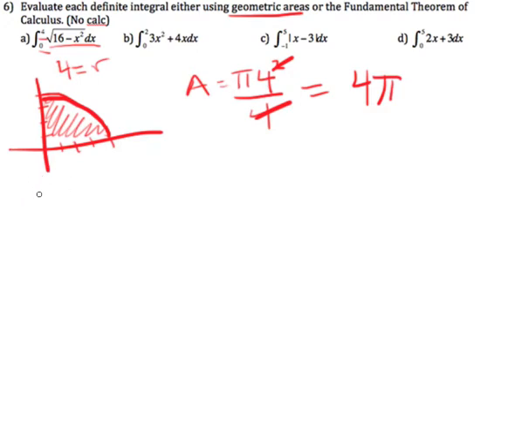Part B, integral from 0 to 2 of 3x squared plus 4. Let's integrate that using the fundamental theorem of calculus. So if you integrate that, you're going to get the integral of 3x squared.